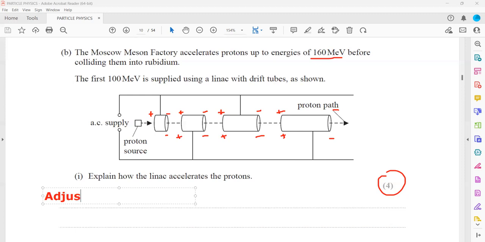So the first point, whenever you explain about the linear particle accelerator, you will always mention that the adjacent tubes have different polarities, or different poles are there on the adjacent tubes. Then there is an electric field between the tubes, and there is also an electric field in the gaps. But this electric field between the tubes is responsible for accelerating. So when there's an electric field between the tubes, that causes a proton to accelerate.